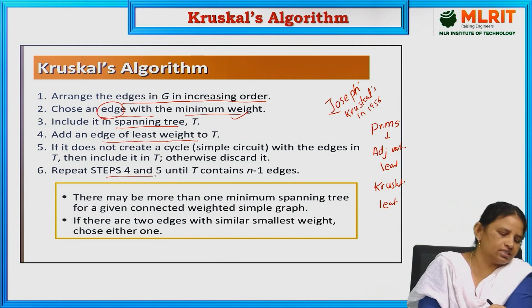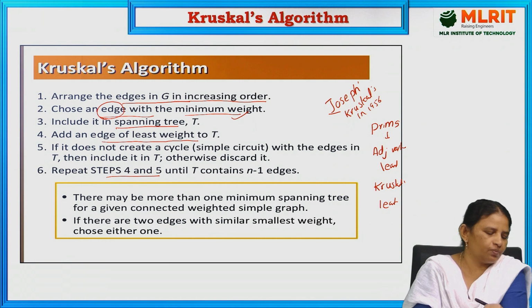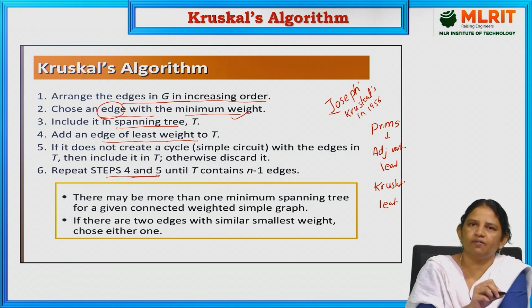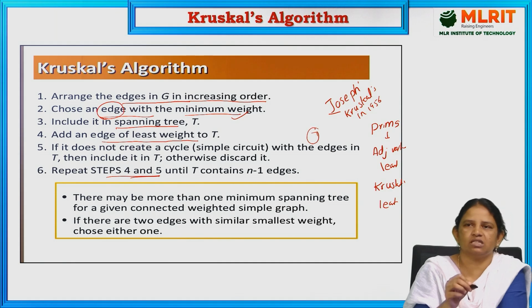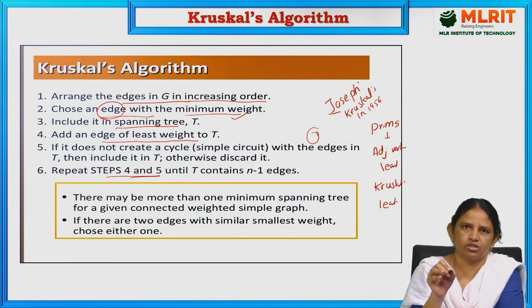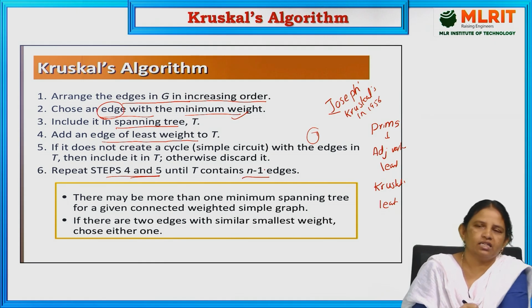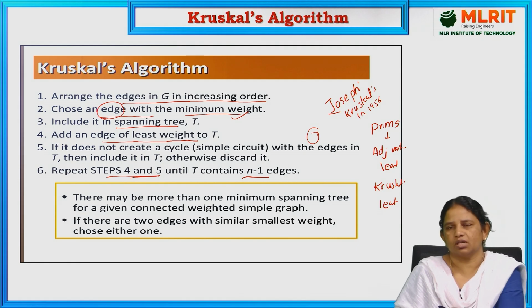This process is repeated for this step, and step number 4 and step number 5 are repeated for all the vertices. Suppose there are 7 vertices, we have to check whether the 7 vertices are included in the spanning tree or not. Once they are included, we have to stop the spanning process, and it contains 7 minus 1 edges. There are two important points in Kruskal's algorithm.